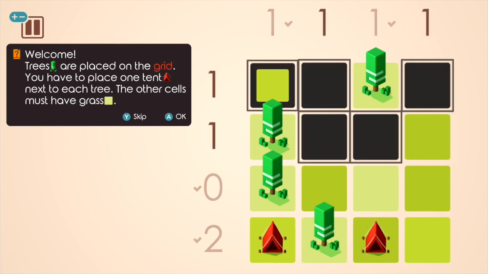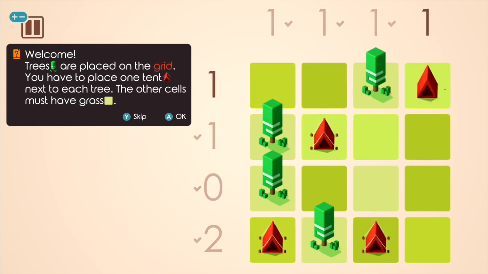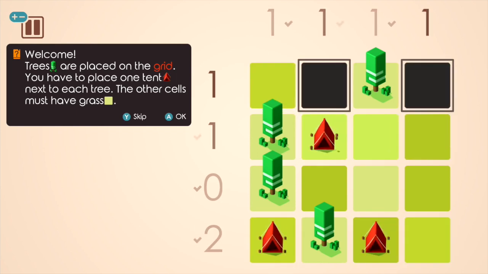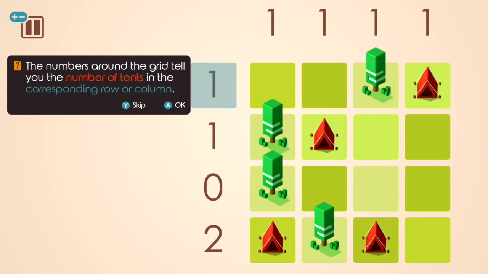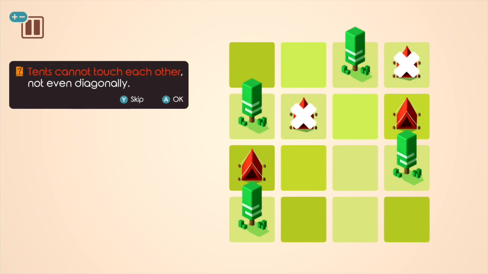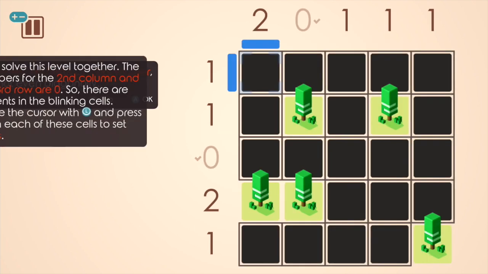Alright, welcome. Trees are placed on the grid. You have to place one tent next to each tree. The other cells must have grass. The number around the grid tells you the number of tents in the corresponding row or column. Each tent must be one of its four adjacent cells next to its associated tree. Tents cannot touch each other.